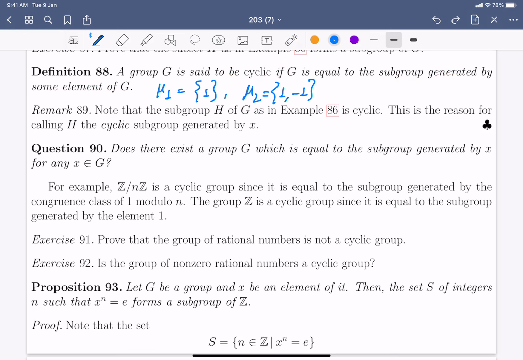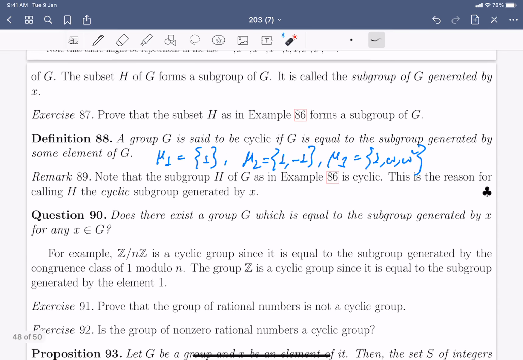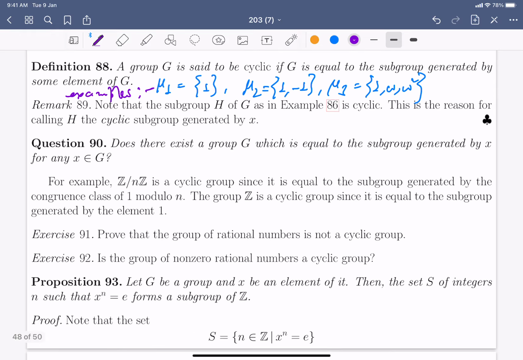Another example could be mu 3, that consists of 1, omega, omega square. That is also cyclic. So this is generated by omega. This is also generated by omega square. If you look at the subgroup generated by omega, then that is equal to mu 3. If you take the subgroup generated by omega square, that is also equal to mu 3. So you see that mu 3 is also cyclic. So these are certain examples.